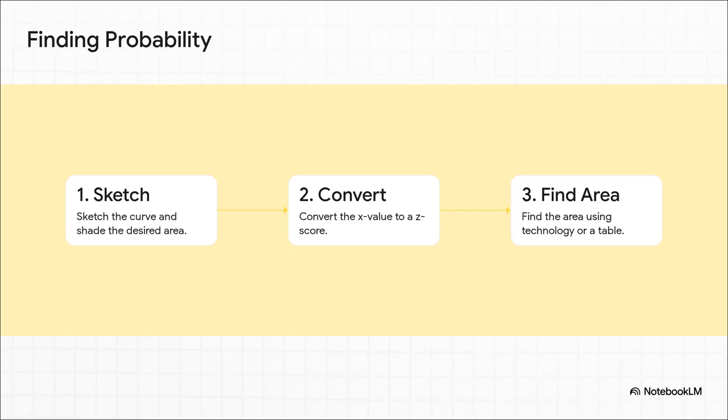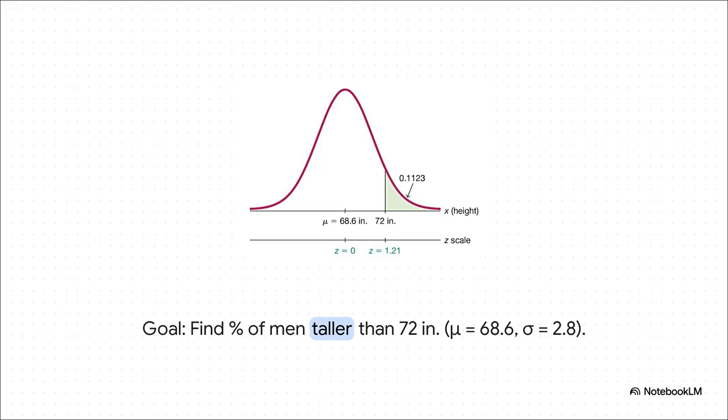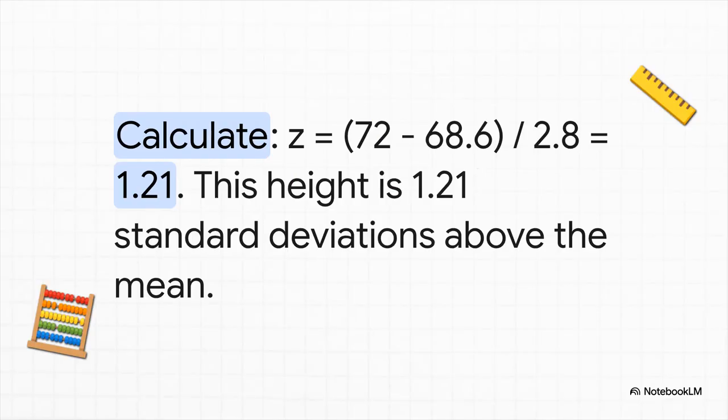Let's get to it. Step 1, we sketch it out. The data tells us the average height for men is 68.6 inches, and our shower head is fixed at 72 inches. So what we want to find is the proportion of men who are taller than that. That means we're really interested in that little shaded area way over on the right side of the curve. Step 2, we calculate. We just plug our numbers into the formula. Our x is 72, the mean mu is 68.6, and the standard deviation sigma is 2.8.